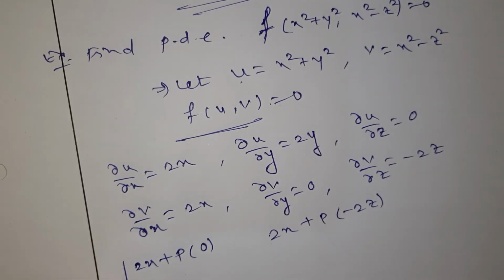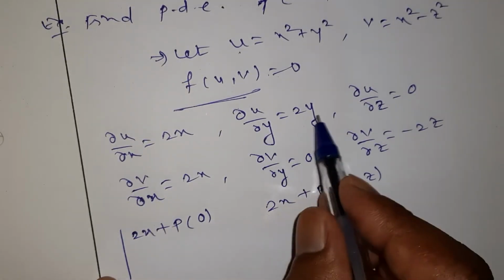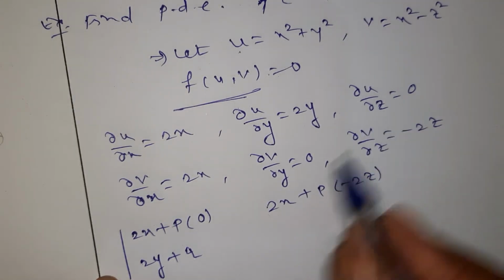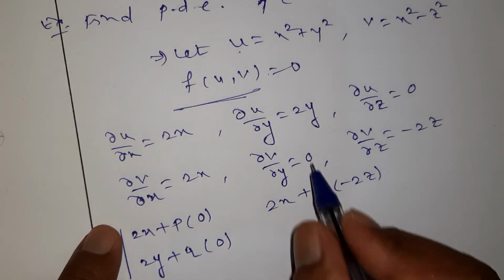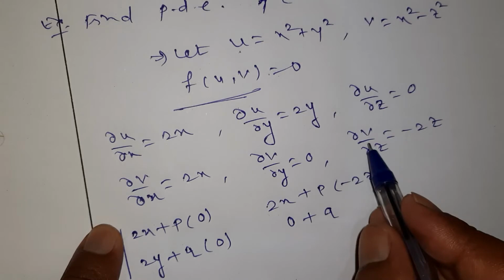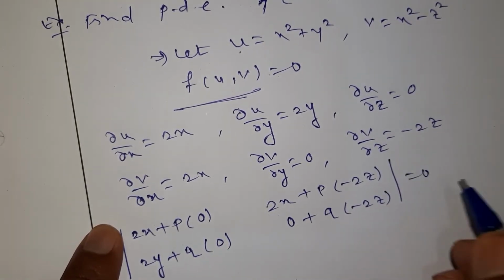Okay, second one with respect to y. ∂u/∂y. What is ∂u/∂y? 2y, plus q into ∂u/∂z. Whenever you start with y, q is there. ∂u/∂z is 0. Then ∂v/∂y. ∂v/∂y is 0 plus q into ∂v/∂z. ∂v/∂z is minus 2z, and the determinant is equal to 0.